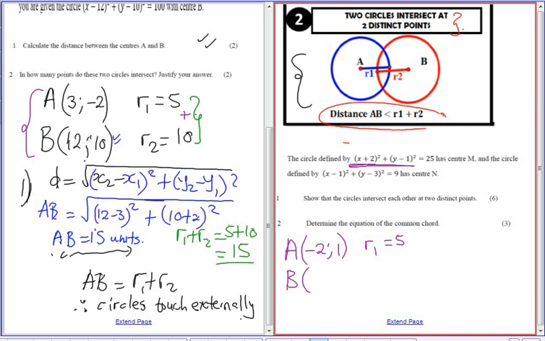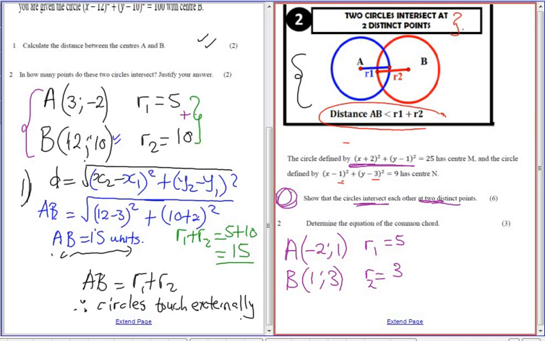Let's get it. So as you can see, in this situation, B, the center of the second circle, will be (1, 3). And let's find the radius, which is going to be R2. In this situation, it is 3. So I am going to have to show that the circles intersect each other at 2 distinct points.